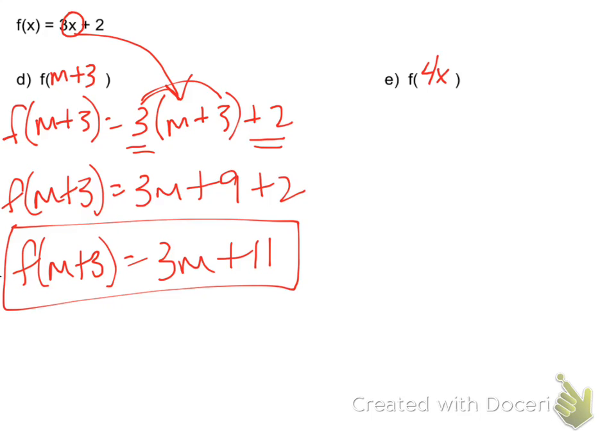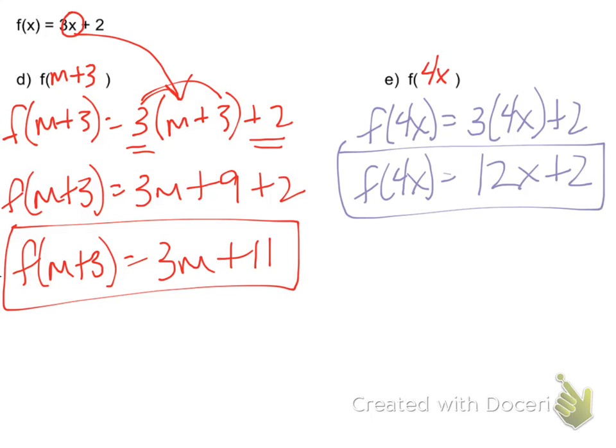And now let's try f of 4x. Go ahead and try this on your own and see if we get the same answer. There wasn't a lot of simplifying, but you should have gotten that f of 4x is 12x plus 2. Please note how I modeled the work that I would like to see, and show your work similar to that on your homework, please.